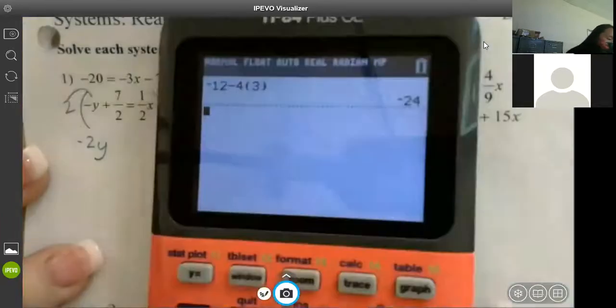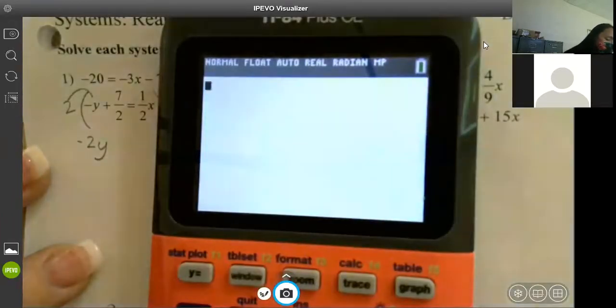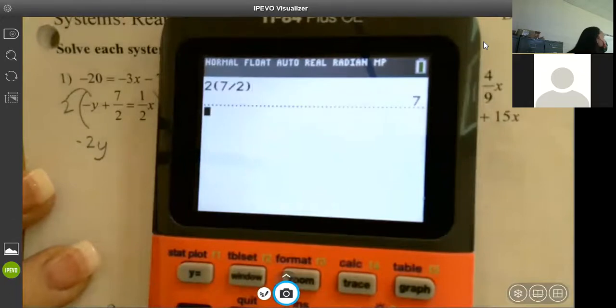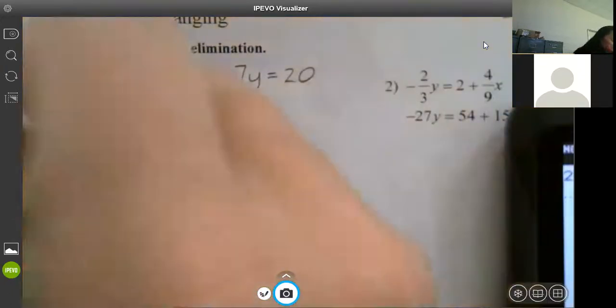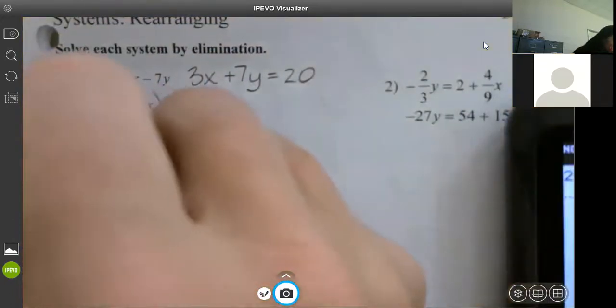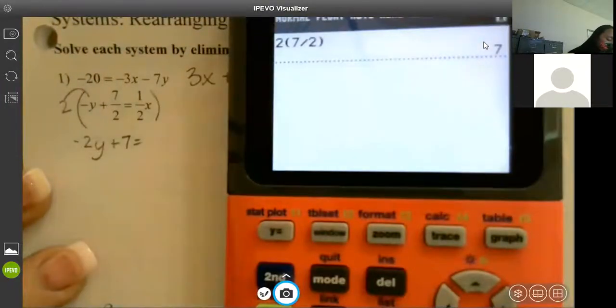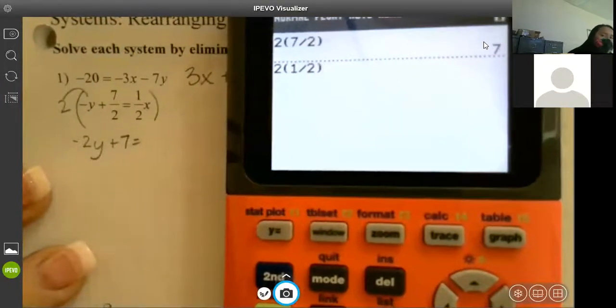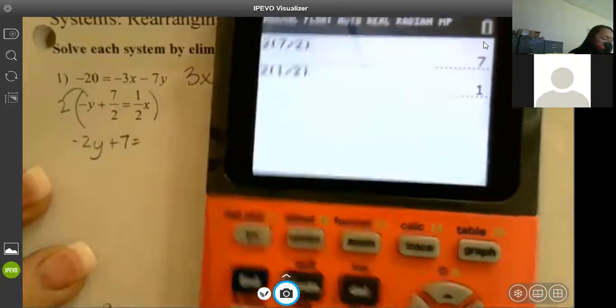If you have to use your calculator on this, and I'll tell you exactly what it's going to do, it's going to get rid of the denominator. So 2 times 7/2 just gives you 7. So that's how you get rid of that denominator. Plus 7 equals, if you do 2 times 1/2, again, it's going to get rid of the denominator and just give you 1x.